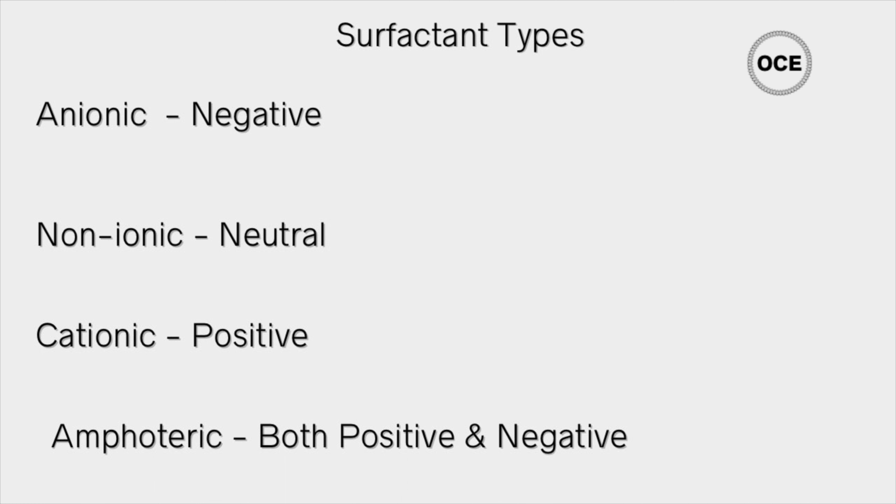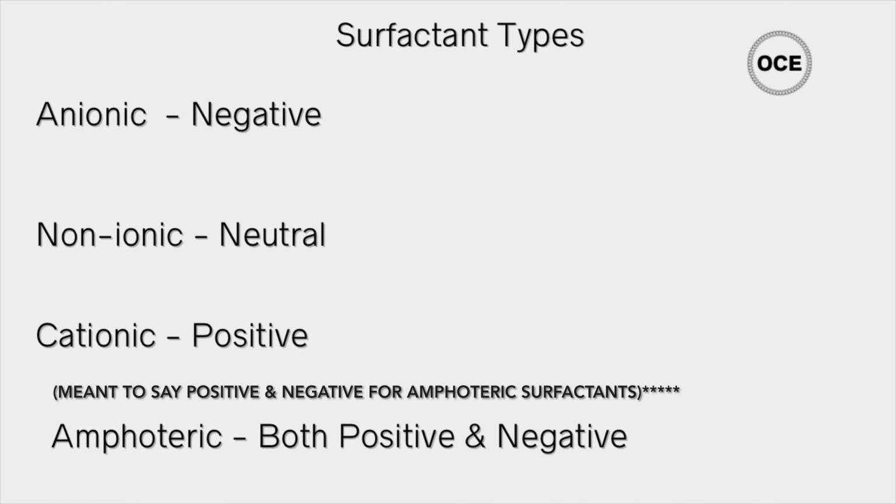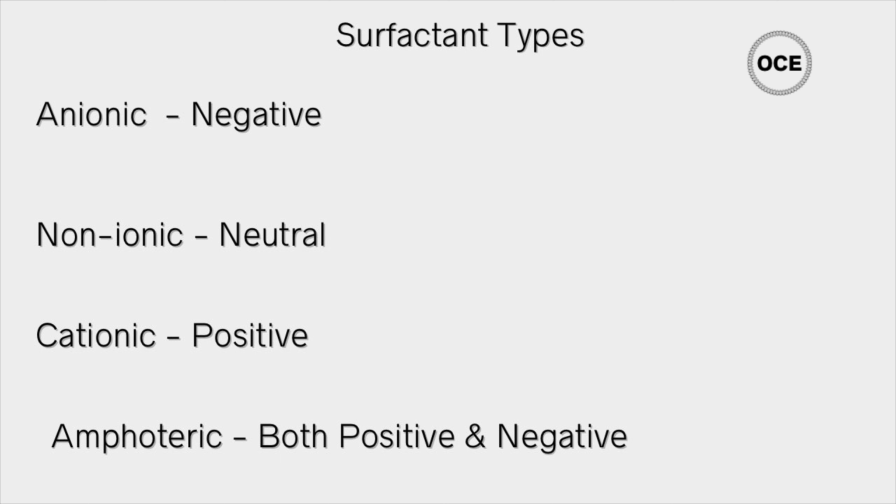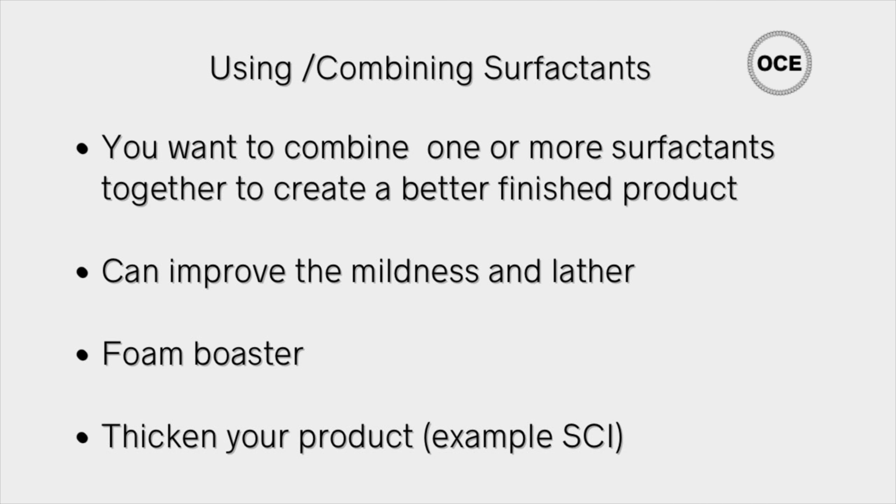Here are the types of surfactants. You have anionic, which is negative, non-ionic, neutral, cationic is positive, amphoteric is a combination of both positive and neutral. Because surfactants is such an in-depth topic, I will leave references in the description box if you want to check and read up on those. But the reason why you want to know this is combining surfactants provides a better finished product. It can help improve the mildness and lather of your product. Some surfactants help to boost the foam, thicken up your product like SCI. So using a combination of surfactants is key to a really good product. So it is helpful to understand the surfactant types.